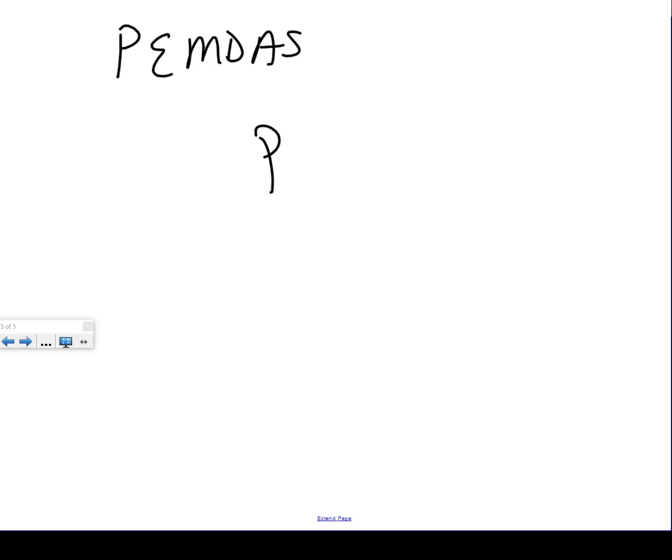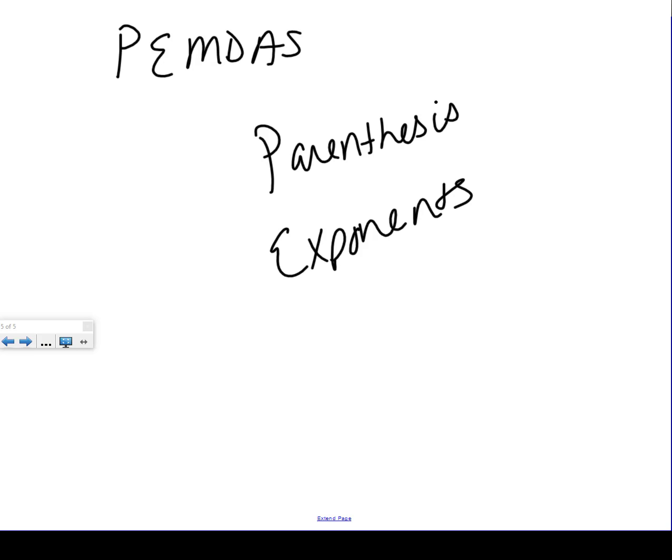So parentheses, E is for exponents. M and D, I was taught that they were separates, but they're actually the same rule. They go on the same level, I'll write them all together here.